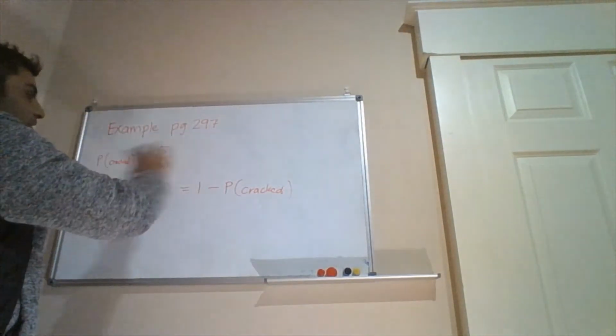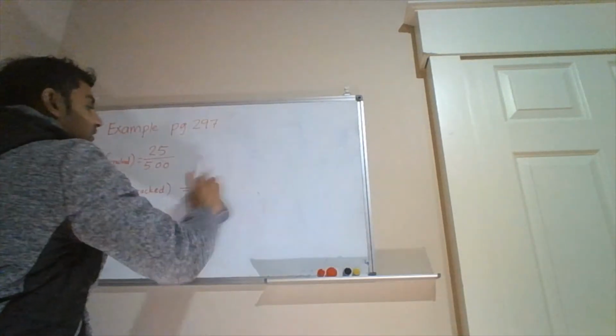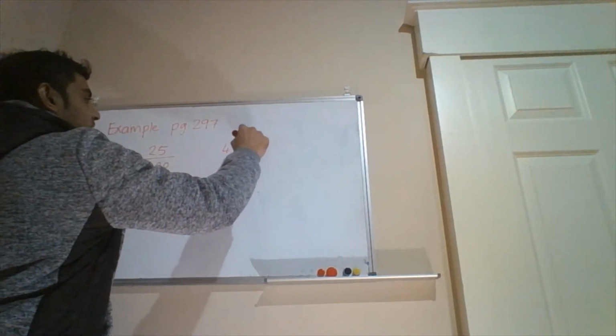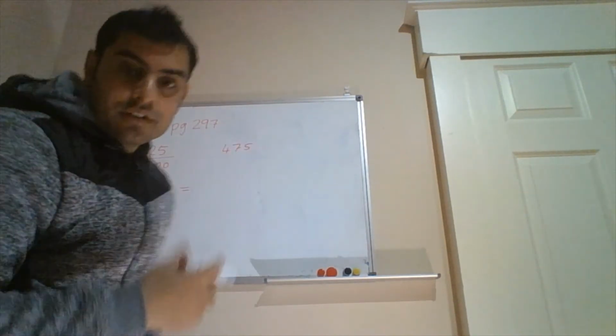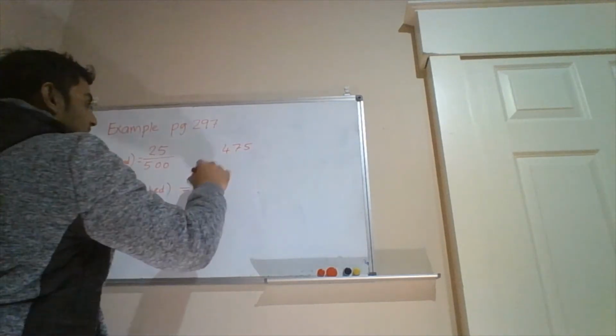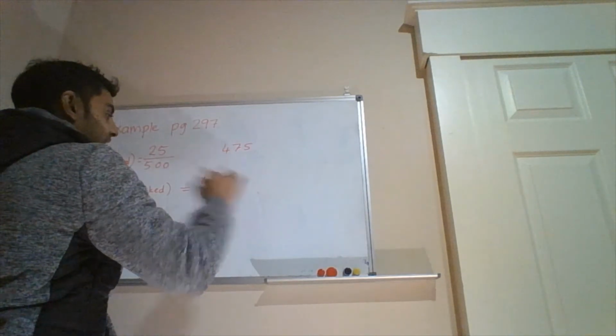The next part of the question asks us to find the probability of a bottle not being cracked. So if out of the 500, 25 were cracked, it must mean that the remaining 475 were not cracked. So the probability of not being cracked is 475 out of 500.